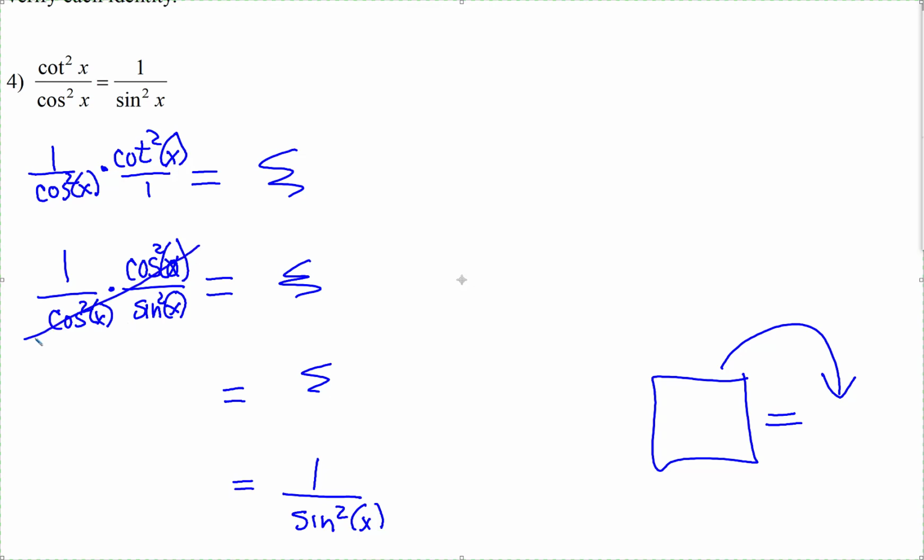Look at those cancel. And now we have 1 over sine squared x. That's what it's supposed to equal. So I just went too far. I could have put that right there. So 1 over sine squared x is equal to 1 over sine squared x. Yes. All right. I'm going to clear that one out.